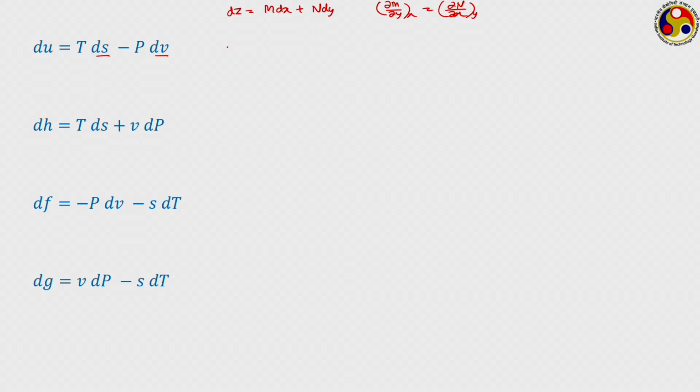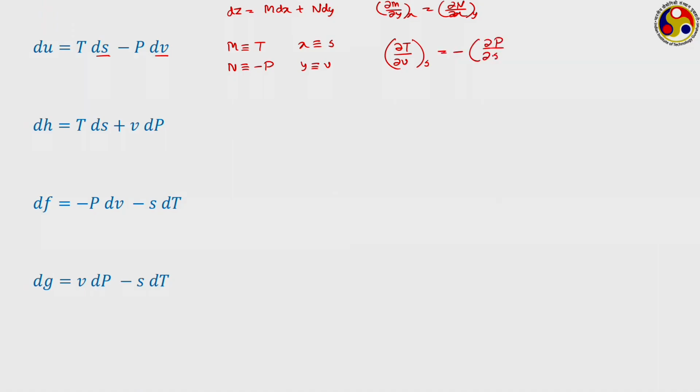So, here what we have is, your m is equivalent to T, n is equivalent to minus P, x is equivalent to s, and y is equivalent to small v. We know that internal energy is a property of the system. So, we can directly write now using the principle that ∂T/∂v with s constant is equal to minus of ∂P/∂s with v constant. That is the first Maxwell's equation.